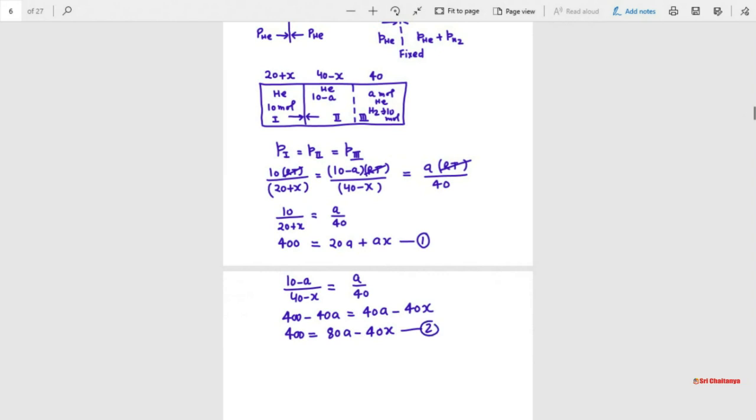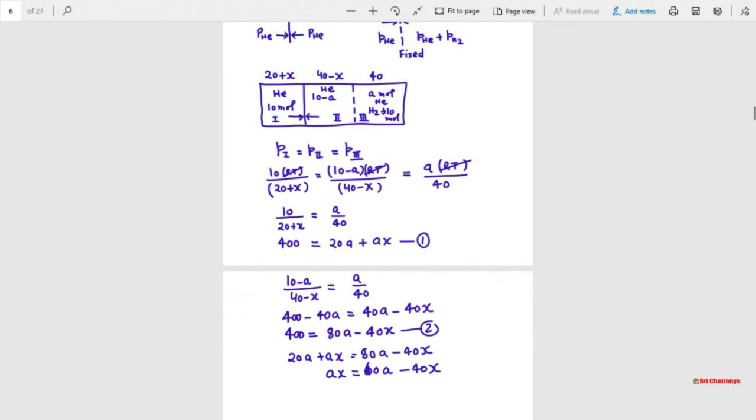Because there are two unknowns, that's why I'm writing two equations, because from here a third equation can also be written. So by using these two, 400 and 400 in the first and second, the left hand side is equal. So we can equate the right hand side. So 20A plus AX is equal to 80A minus 40x. Right? So from here we can write that A into x is equal to 60A minus 40x.